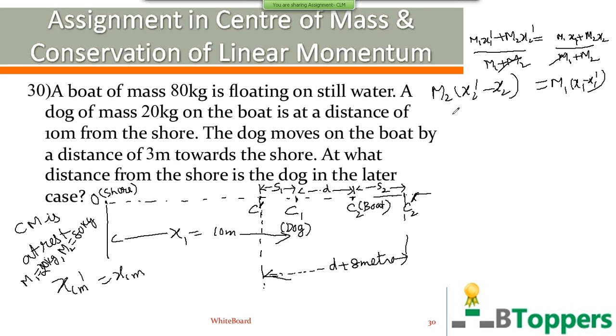So X2 dash minus X2 gives you the distance moved by the boat with respect to the origin. X1 is the initial distance of the dog from the origin. X1 dash is the new distance of the dog from the origin. So X1 minus X1 dash gives you the distance moved by the dog with respect to the origin towards the shore. With respect to the shore, S1 is the magnitude of the actual displacement of the dog. S2 is the magnitude of the actual displacement of the boat.